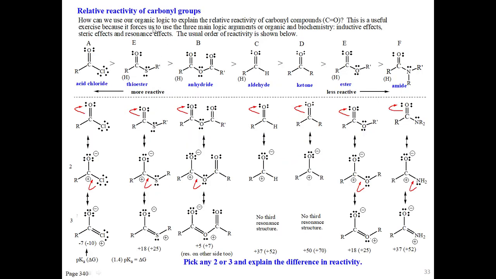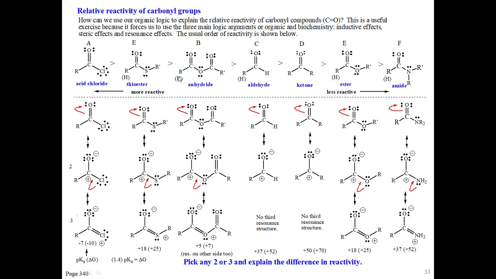Now this is a slide you want to understand, at least in my course, and that is the relative reactivity of these carbonyls. And I've written them in order, so I put the acid chloride here, then the thiol, then the anhydride, then the aldehyde, then the ketone, then the ester, then the amide.